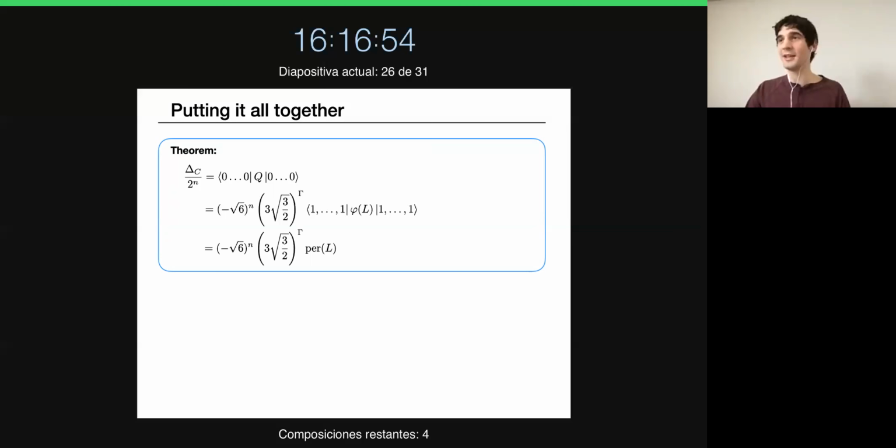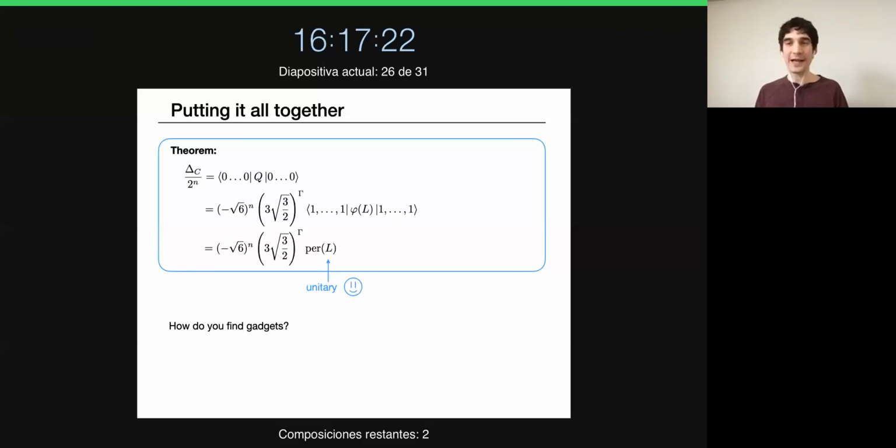But the upshot is that this transition amplitude here, as we carefully prepared, is exactly equal to the permanent of L, right? And because L is a unitary matrix, we've shown that if you can calculate this permanent of L, then you can work your way back to calculate this quantity delta C, which is the Sharp-P hard quantity we wanted to compute in the first place. So that completes the proof of the unitary case.